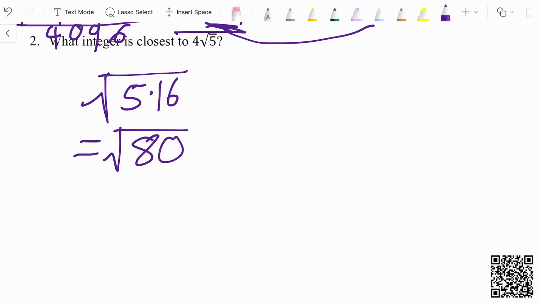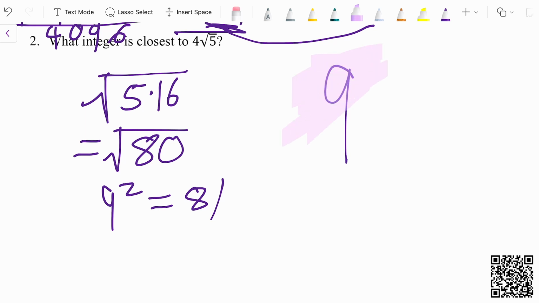And you guys can see very clearly that if 9 squared is equivalent to 81, there is no square that is 1 under 80. So that means that 9 prevails in this case. So the answer to this question is just 9. So it's relatively simple, a lot simpler than number 1.